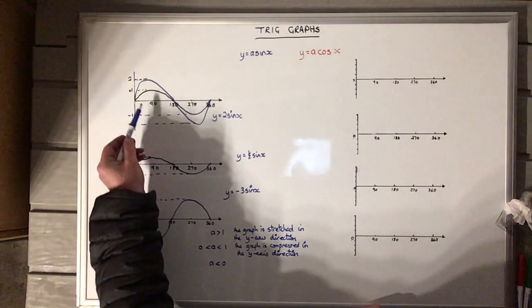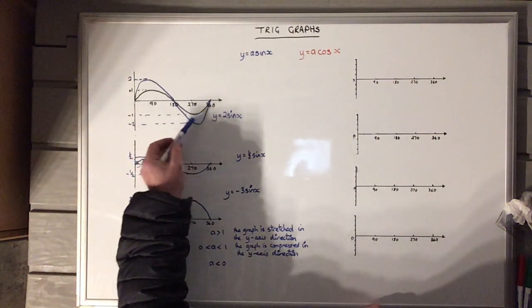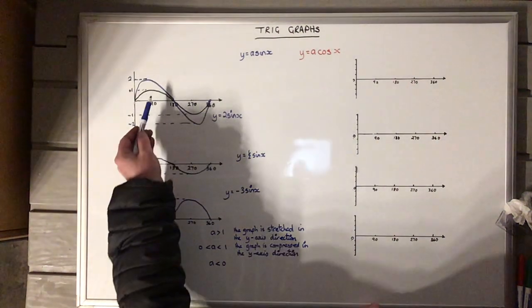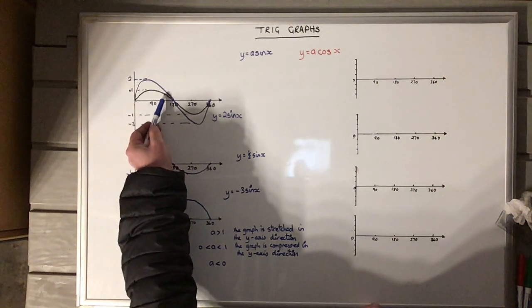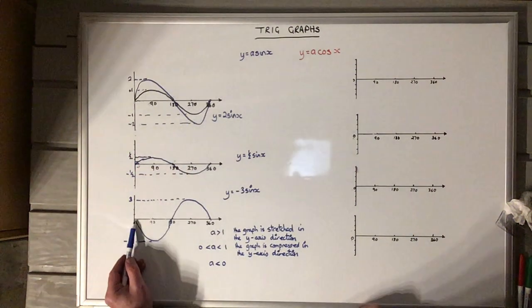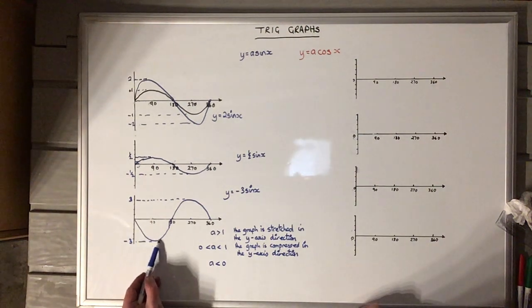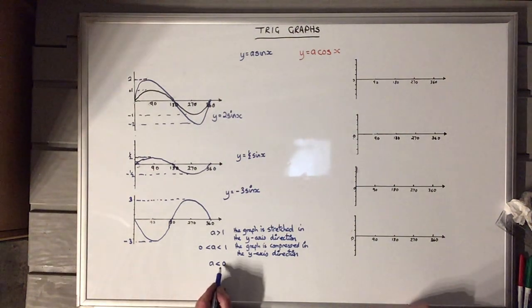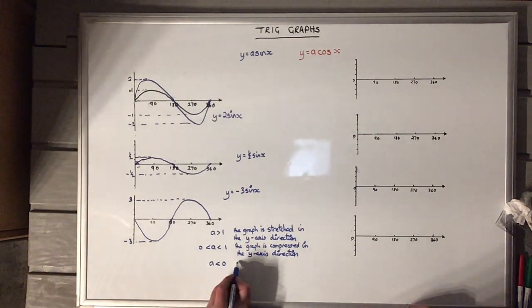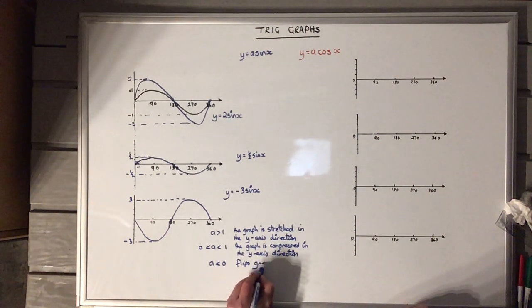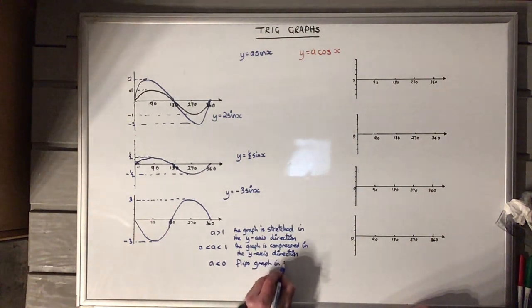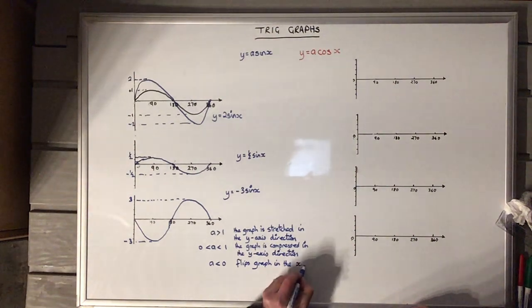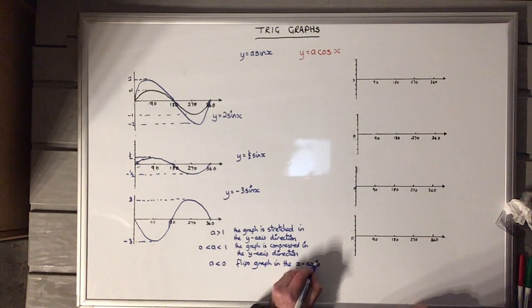And we see it's got the same basic shape, still repeats itself every 360, but it starts off being positive for the standard graph. But in this one here, it starts off going negative and then positive. It's been flipped in the x-axis. So when A is less than 0, it flips the graph in the x-axis, or the horizontal axis if you want to call it that.